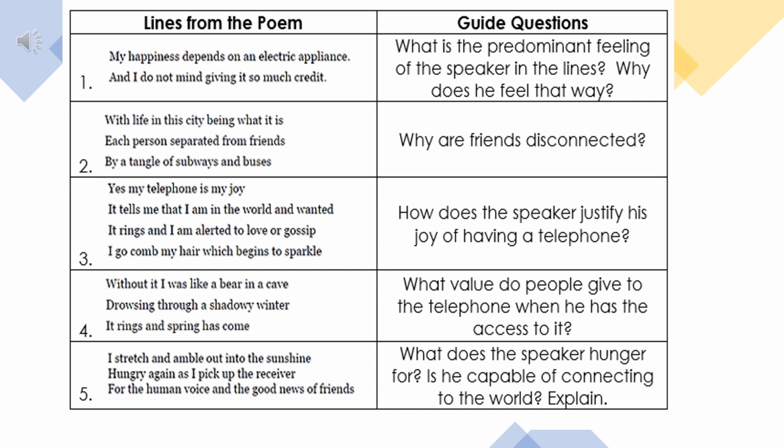Then I go comb my hair, which begins to sparkle. So you have there the clear statement of the speaker that the telephone signals the happiness in his life. So as if after waking up in the morning, before doing anything else, the first thing done by the speaker is to check on his telephone. Number four, the lines from the poem. Without it, I was like a bear in a cave, drowsing through a shadowy winter. It rings and spring has come.